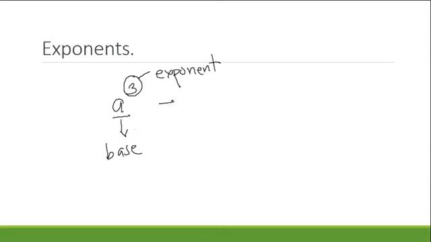Ang equivalent ng a raised to 3 ay a times a times a. Kumbaga, imumultiply mo siya sa sarili niya 3 times. So, yun yung meaning ng exponent, or you will raise it to a certain power. You're just going to multiply it to itself a certain number of times.